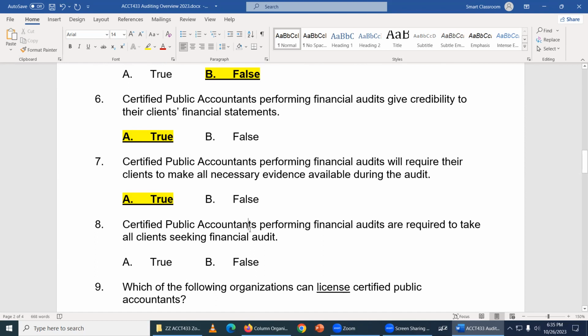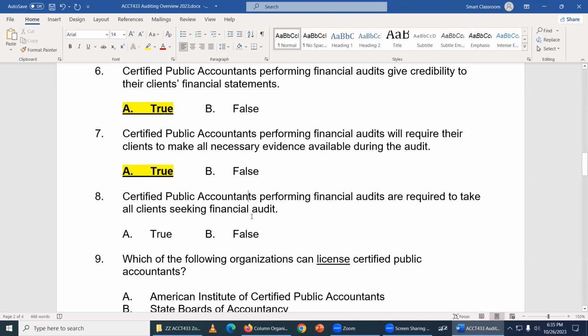The certified public accountants performing financial audits are required to take all clients seeking financial audits. So are they required to take anyone who wants an audit? True. Actually, false. You are selective about your clients.